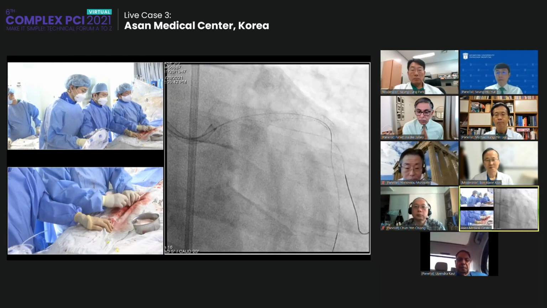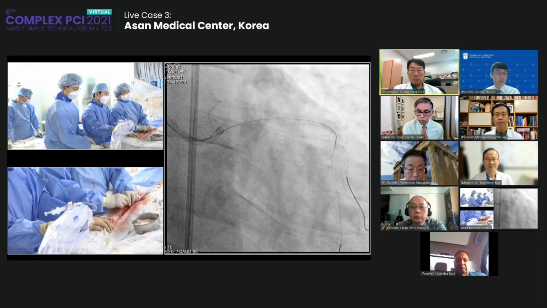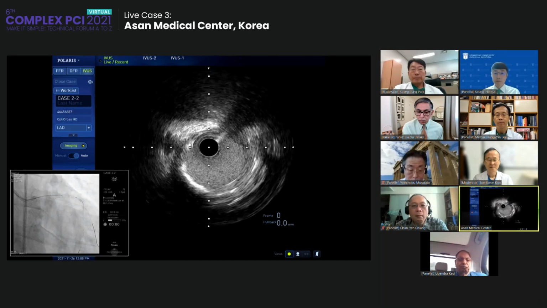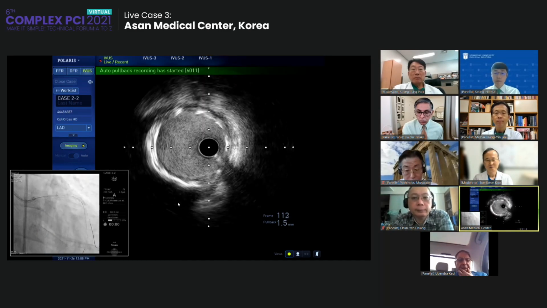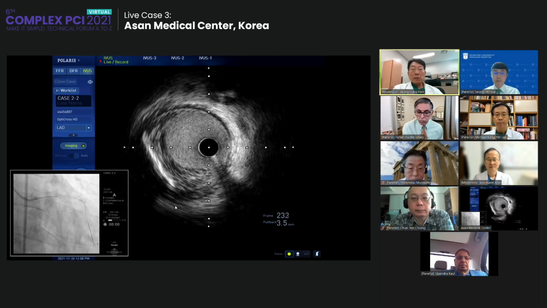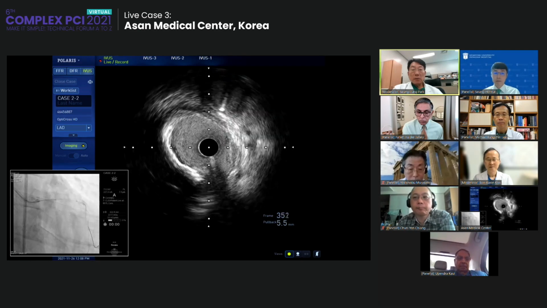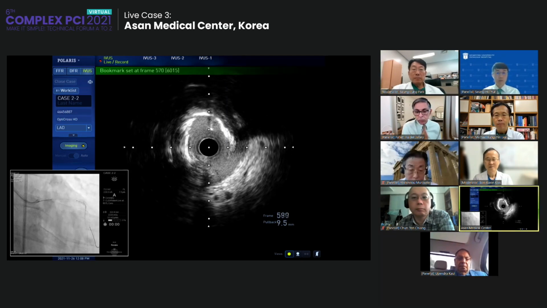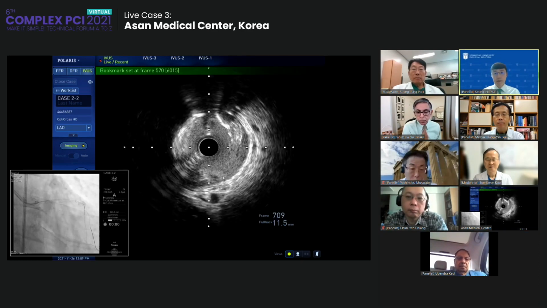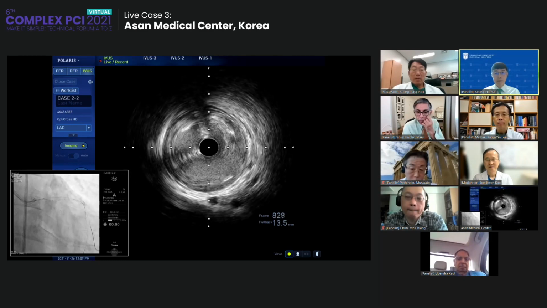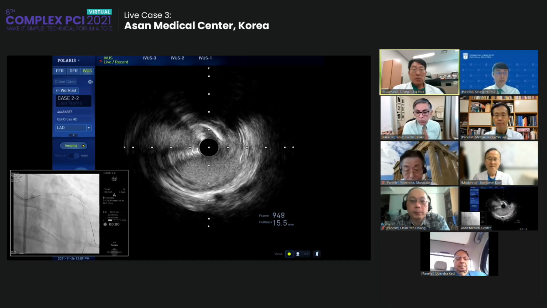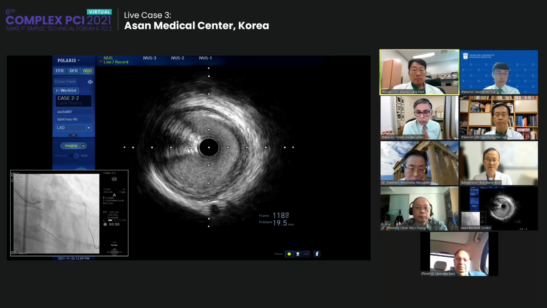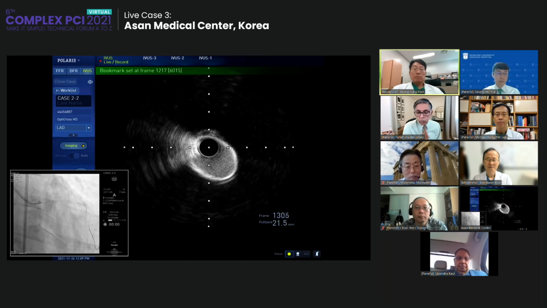I'm inserting the IVUS. Okay. Long, please. Proximal part. Keep narrowing. Wire from, okay, calcification break at the tail. Dissections from the 1 or 3 o'clock. Okay. Great.